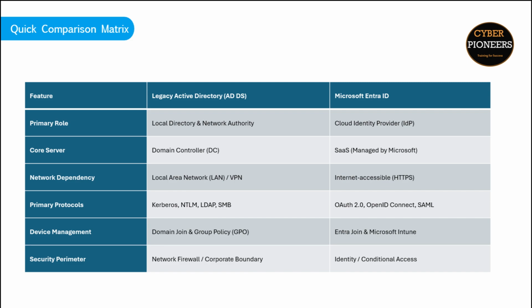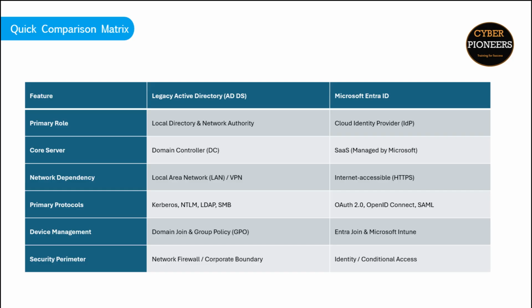Core server. With legacy AD, you are responsible for provisioning and maintaining physical or virtual domain controllers. With Entra ID, it is delivered as a fully managed software as a service, SaaS, platform. Microsoft handles all server maintenance, high availability, and scaling for you. Network dependency. Traditional AD relies strictly on line-of-sight connectivity to your local area network, LAN, or an active VPN connection. Entra ID operates natively over standard HTTPS, making it accessible securely over the open internet from anywhere in the world.